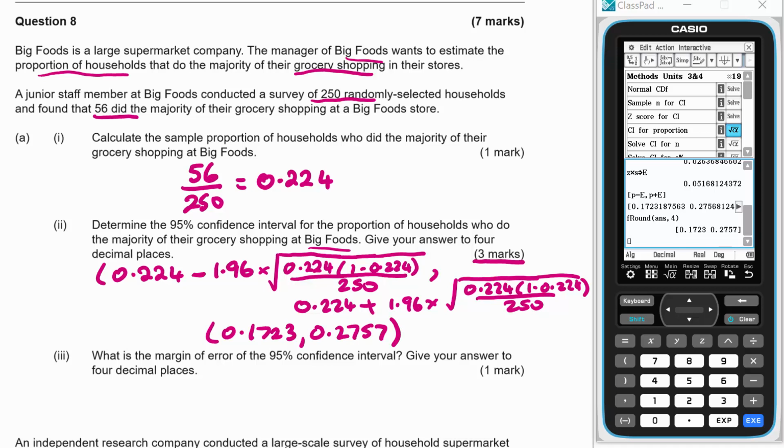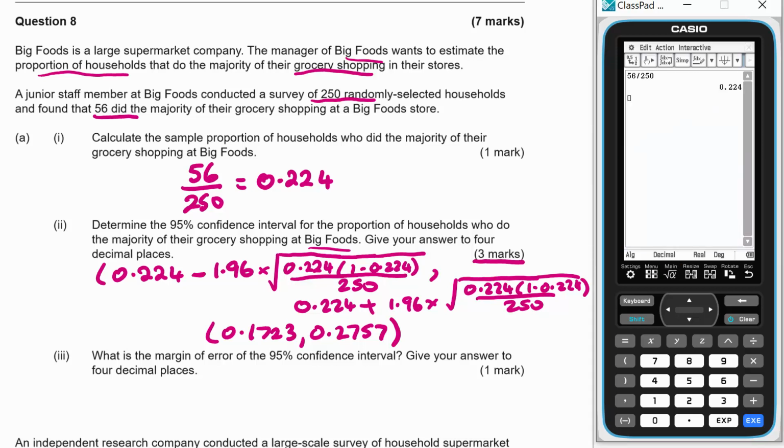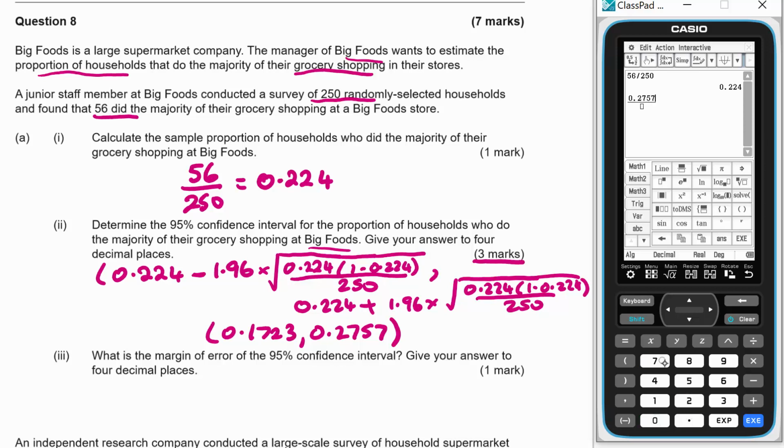What is the margin of error of the 95% confidence interval? Give your answer to 4 decimal places. So basically, it's going to be half the width. So if we do, let's use the keyboard, 0.2757 take away 0.1723, divide that by 2, that gives me 0.0517.